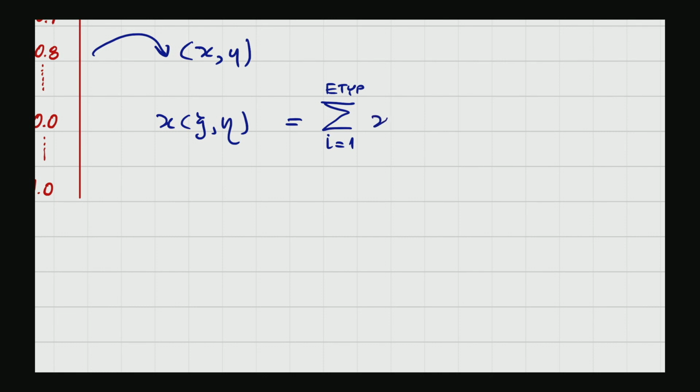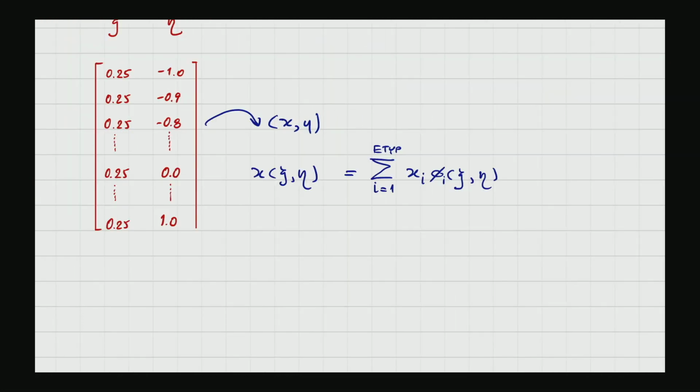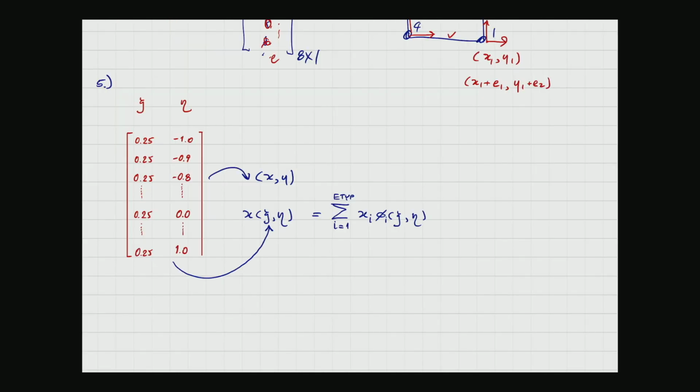What else? x is going to be approximated using the nodal point x value and the shape function phi. The shape function phi i is a function of C and eta. And that is it. Now you get the x coordinate. This x coordinate is associated with all of these C and eta at the prescribed location.